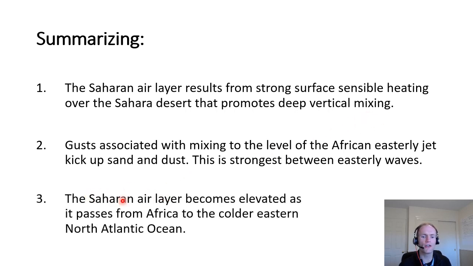Finally, that Saharan air layer becomes elevated as it passes from Africa to the colder eastern North Atlantic Ocean. And as it passes over the North Atlantic Ocean and as water temperatures warm from 25 to 26 Celsius near the coast of Africa to 28, 29 Celsius as you move further to the west, the Saharan air layer becomes further elevated and becomes shallower in nature. So that wraps up our dialogue about tropical jets and disturbances.